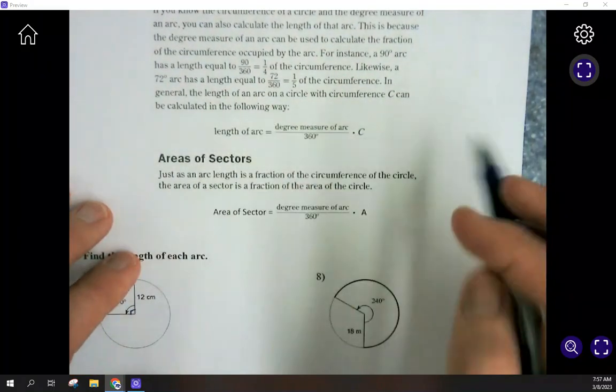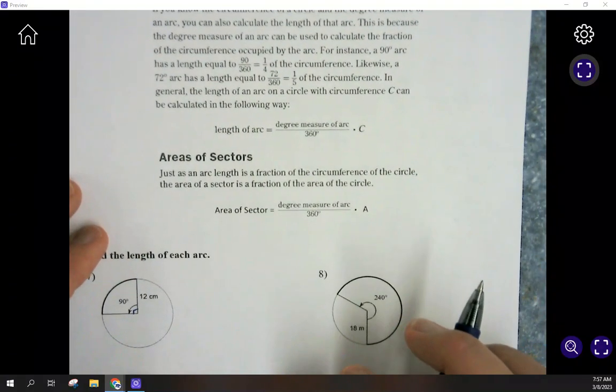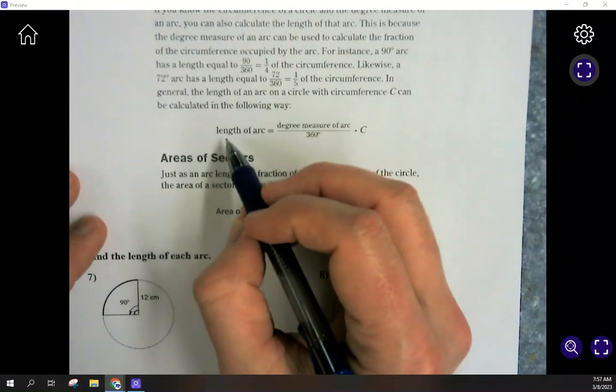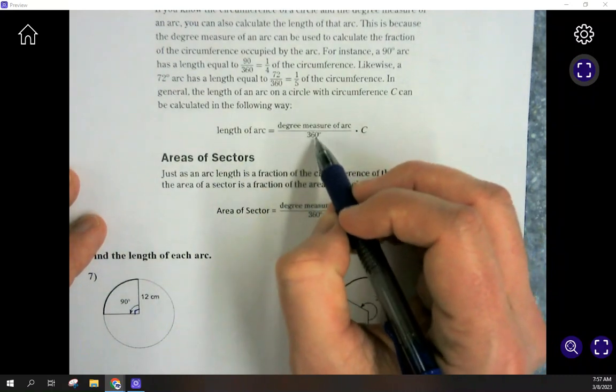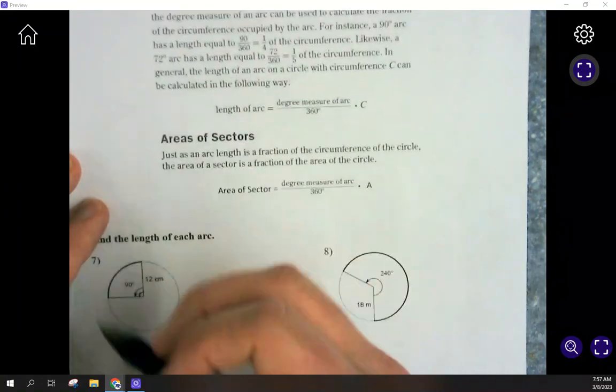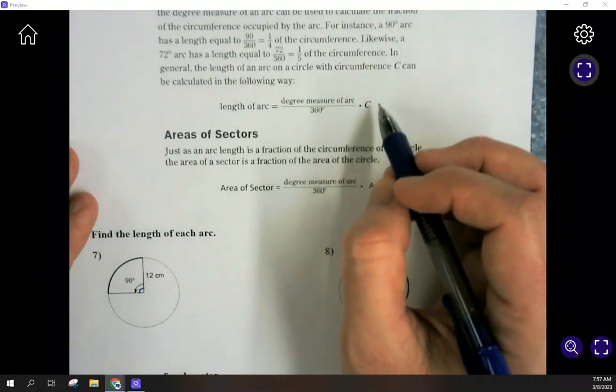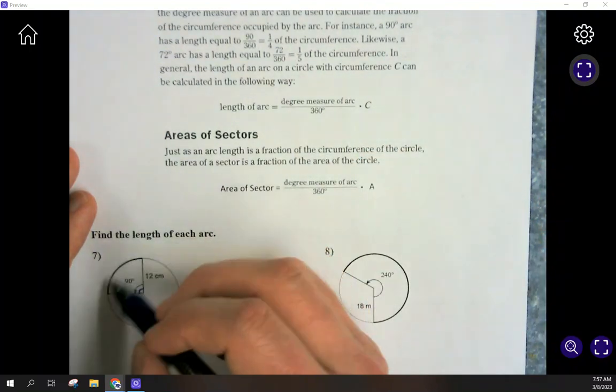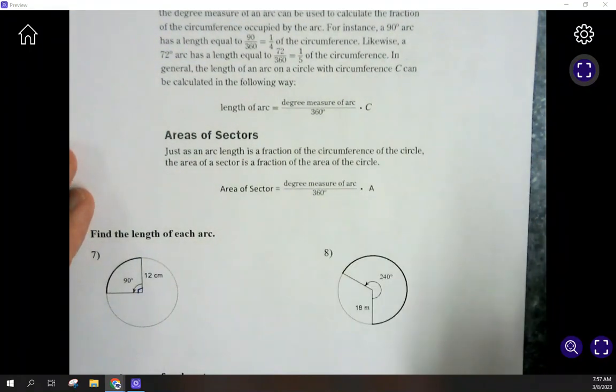All right, that may sound confusing at first, but this is super simple. Once you start plugging it all in, you'll see. So if I want to find the length of an arc, I set up that fraction with the degree measurement over 360. Probably want to simplify it, and then I'm just multiplying it by the circumference of the whole thing. You take the whole thing, you multiply it by that fraction, and it will give you just the length of that arc.